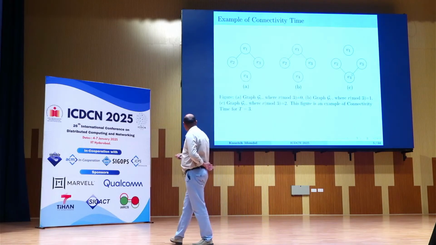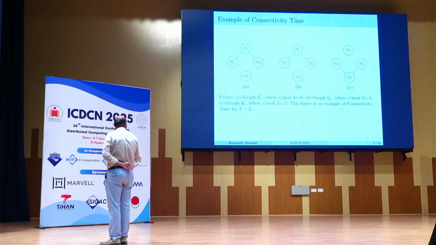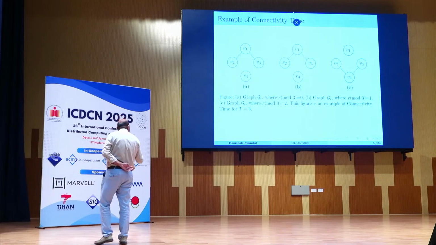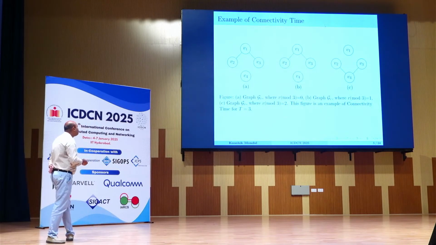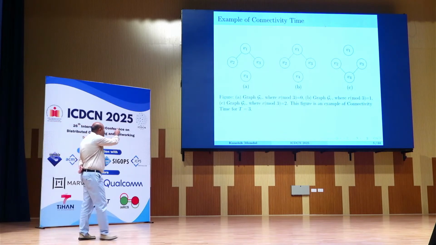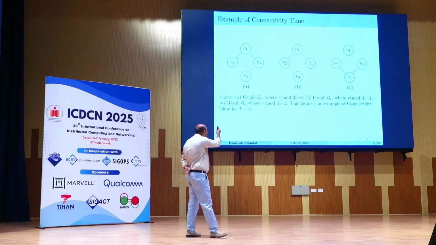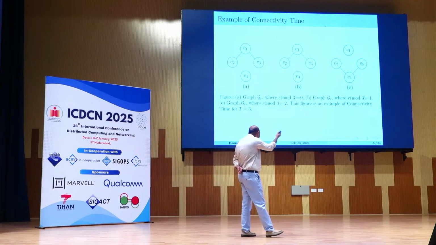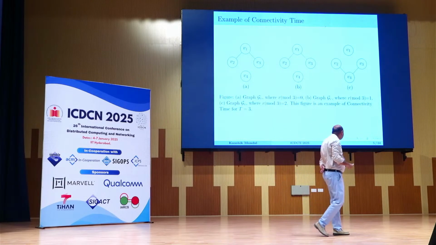Here there is one example, for T equal to 3. This shows us one dynamic graph in the connectivity time model. Here we can see that, let's say, in time 1 the structure is given in A, in time 2 it is in B, in time 3 it is in C, and again in time 4 it is A, time 5 it is B, and then C, and so on.